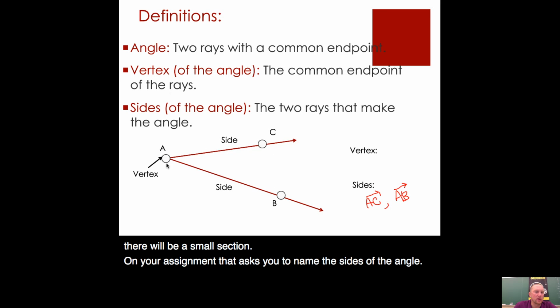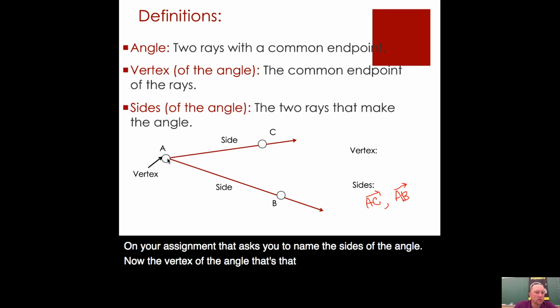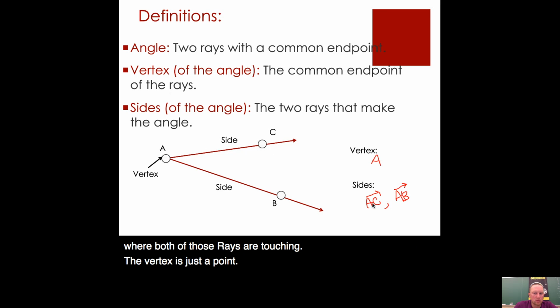Now, the vertex of the angle, that's that common endpoint. So it's where both of those rays are touching. The vertex is just a point. It's point A. Notice how A is the first letter in both of your rays. That's not a coincidence.